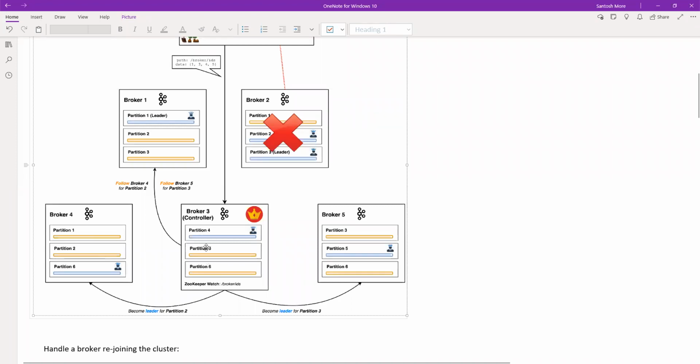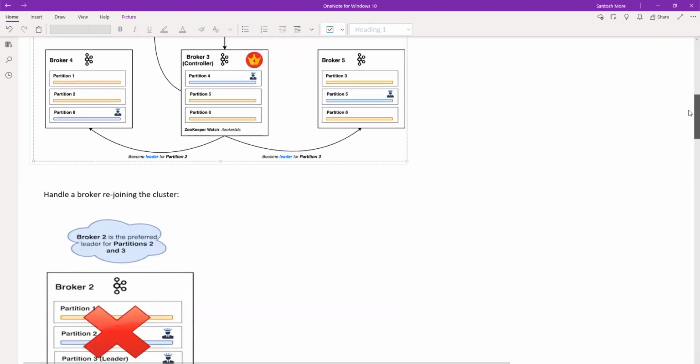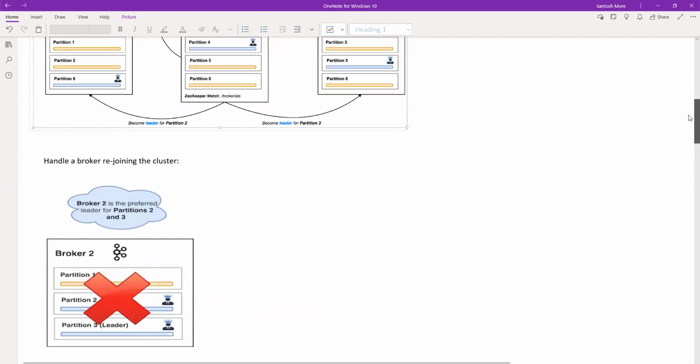In this scenario, what they have shown is that broker 4's partition 2 has been made a leader, and broker 5's partition 3 becomes a leader, and in broker 1, partitions 2 and 3 are made followers, and then this broker 2 goes away. But in some cases, broker 2 has not gone for long. It is a transient failure because of the GC pause, and then it comes back again after a certain time.